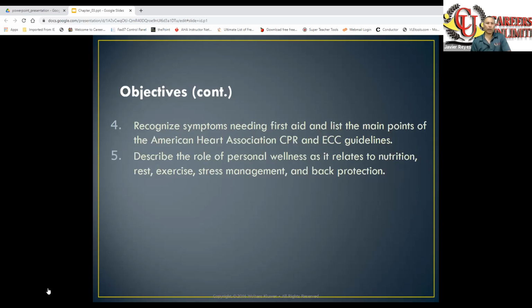Another very important topic is, of course, first aid. What do you do when someone is in a medical emergency? How do you respond with first aid? We'll look at some of the CPR guidelines.